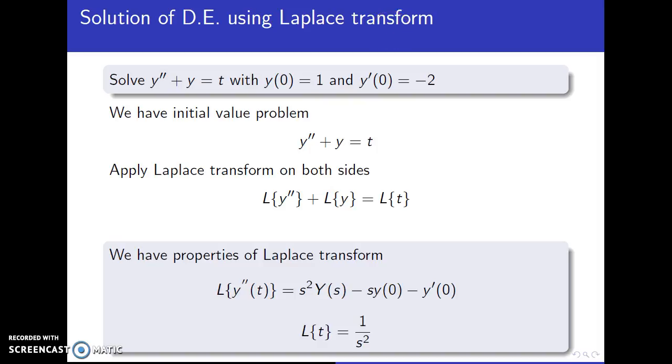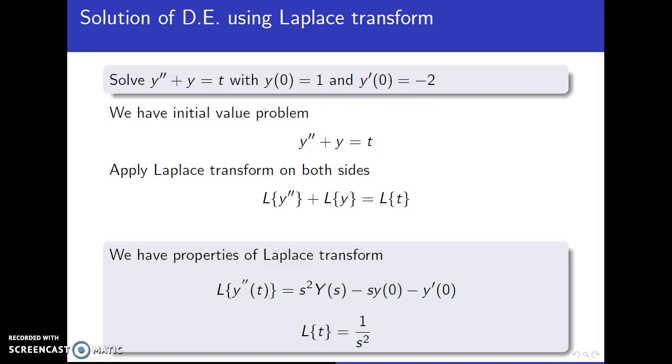That means we have to find out the relation between y and the independent variable t, such that that relation should satisfy this differential equation with the initial conditions. So there are three major steps involved.